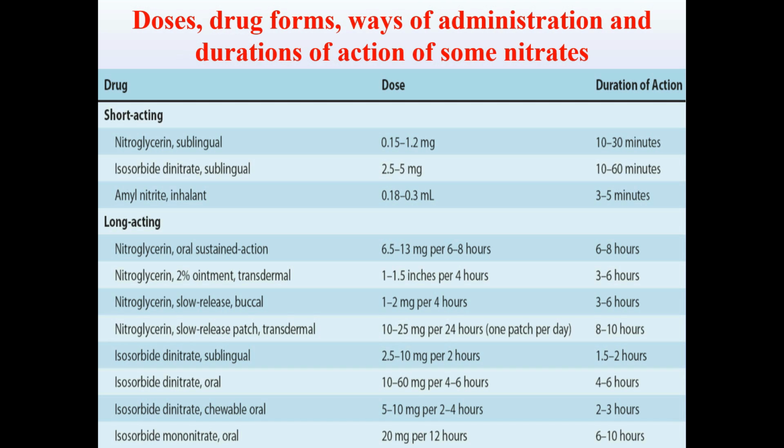Doses, drug forms, ways of administration, and durations of action of some nitrates. For example, nitroglycerin sublingual, isosorbide dinitrate sublingual, amyl nitrite inhalant. These are short-acting. Long-acting: nitroglycerin oral sustained action, nitroglycerin 2% ointment transdermal, nitroglycerin slow-release buccal, nitroglycerin slow-release patch transdermal, isosorbide dinitrate sublingual, oral, chewable, and isosorbide mononitrate oral. Their doses and durations of action are shown.